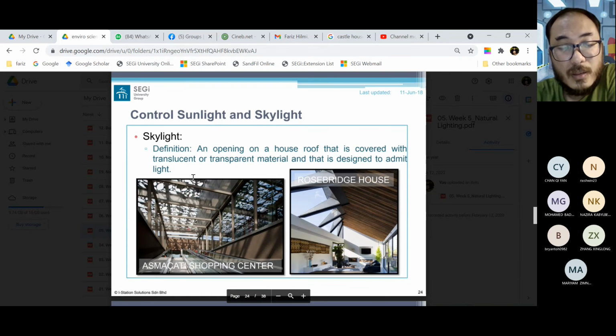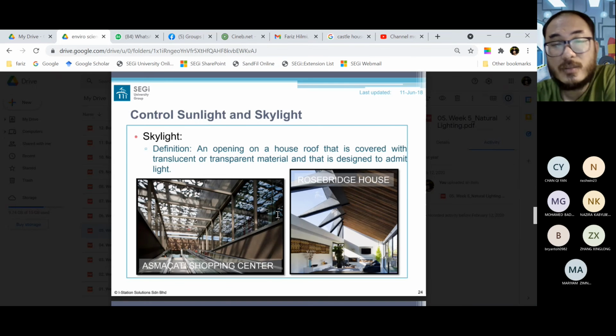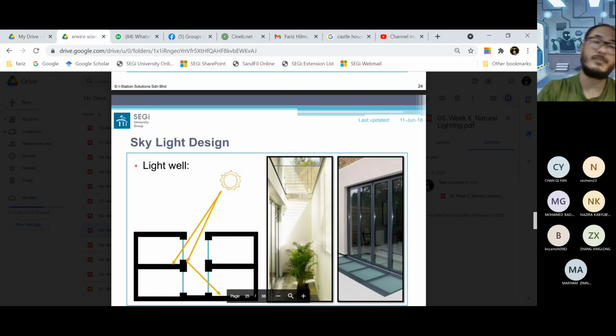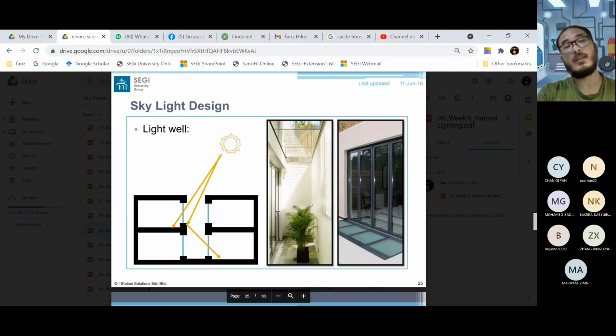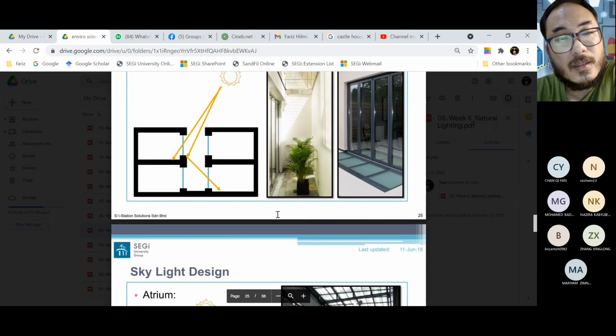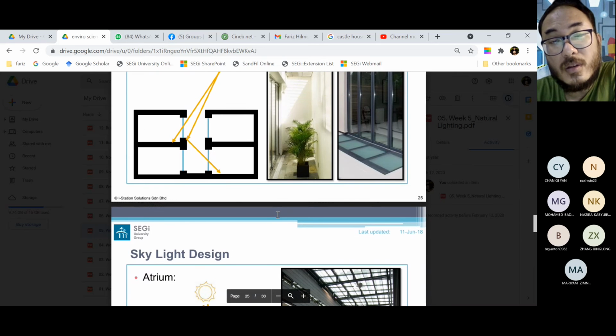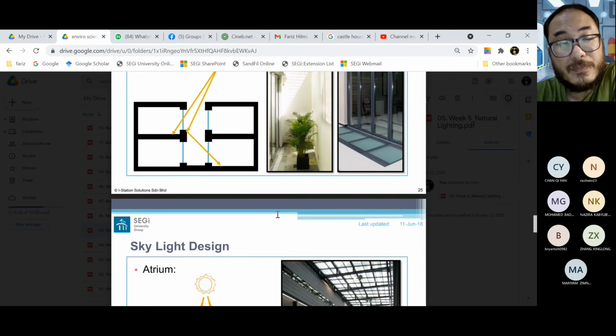Sunlight control. Opening on the house above is covered with translucent or transparent material that is designed to admit light. There are many examples here, how light well is designed, and then how it is going to be measured and then placed on the building. There is a lot of way you need to study.